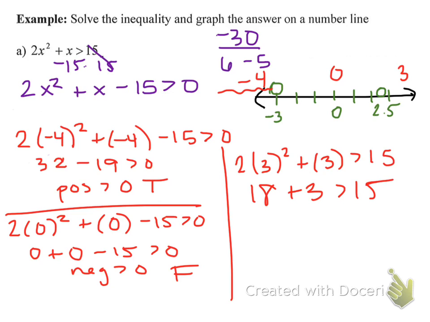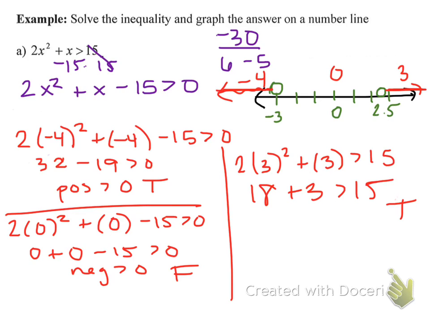And I already know, I don't need to go any further, I know 18 plus 3 is going to be larger than 15, so I know that this is a, I don't know why I wrote false, I know that will be a true statement. So anything bigger than 2.5 will be true.